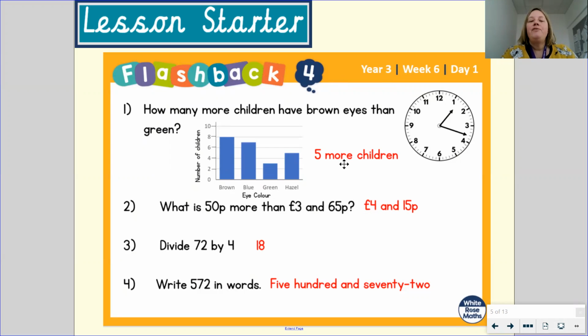If you add 50p to £3 and 65p, you will have £4 and 15p. Question 3. If you divide 72 by 4, you will have 18. Check your spelling of 572. How did you get on? If there are any words that you found tricky, have a little practice of them for me.